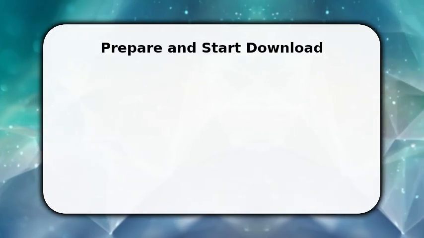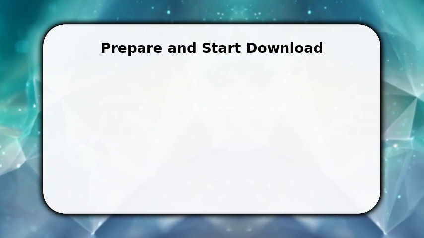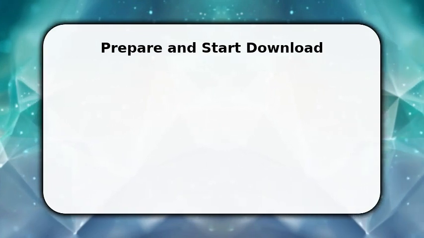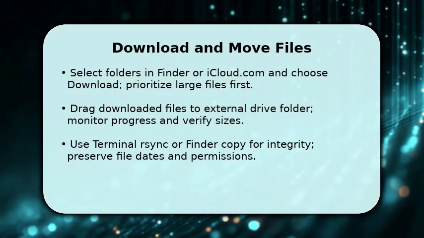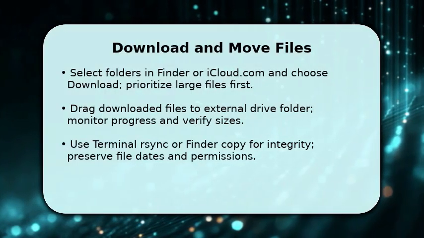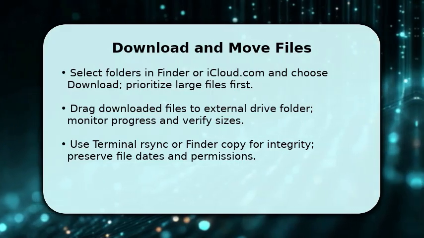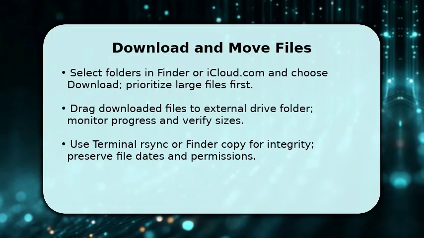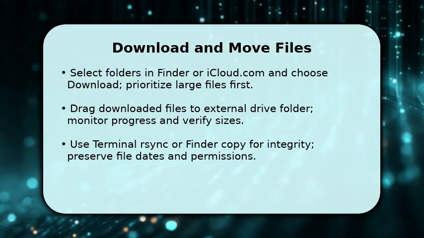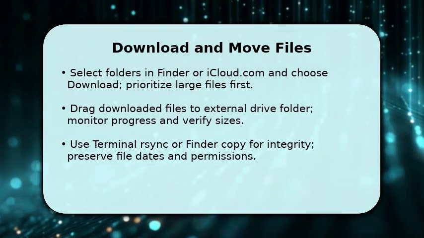Now start downloading the live files rather than placeholders, so you have full copies to move. You should download files in prioritized batches, beginning with the largest or most important. In Finder, select and choose Download, or use iCloud.com's download option. On slow connections, smaller batches avoid errors.